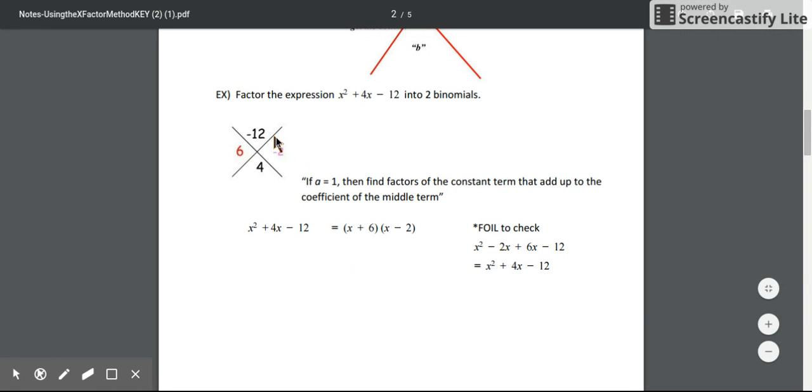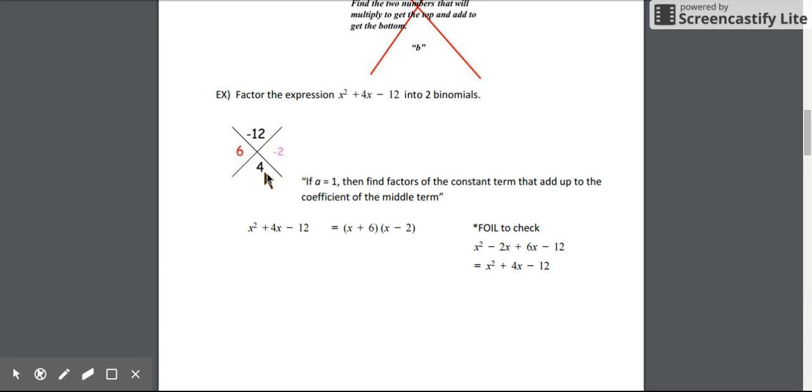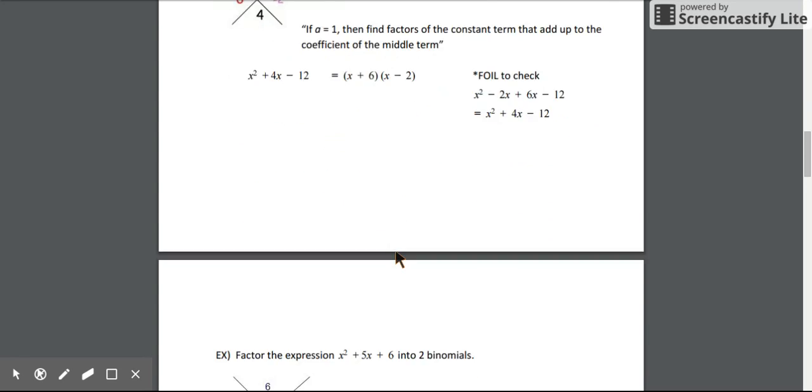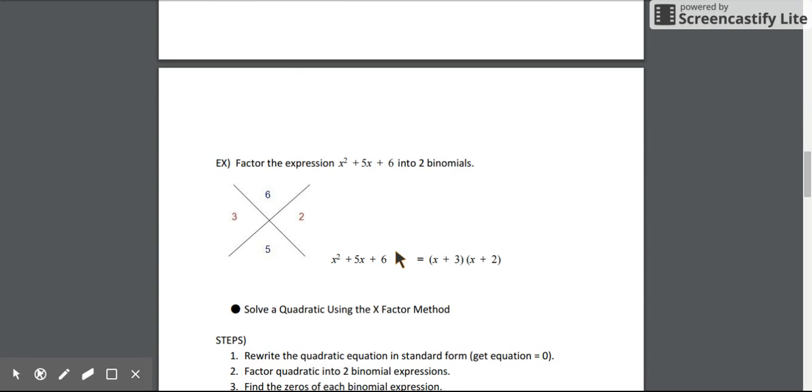So for now, just take factors of a times c that add up to b, and put those numbers into your binomial expressions, and that's the factored form. Let's try it one more time.